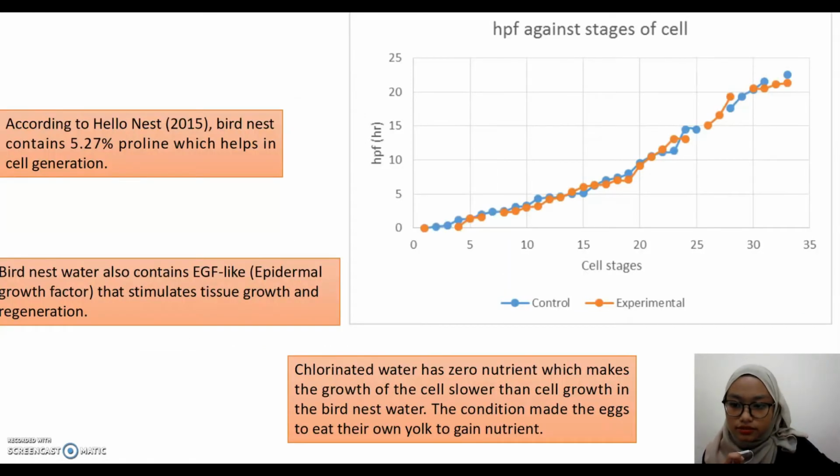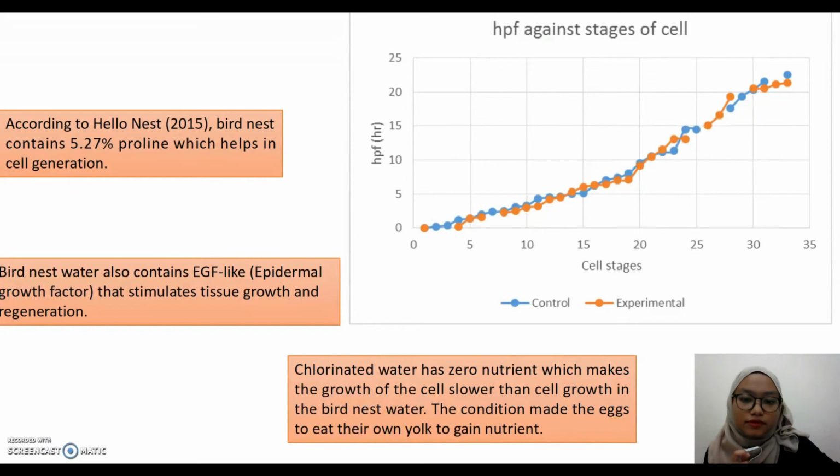The cell division for fish eggs in the bird nest water was faster than fish eggs in the chlorinated water in this experiment because bird nest water contains nutrients which speed up the cell growth. According to HaloNest 2015, bird nest contains 5.27% of proline, which helps in cell generation. Furthermore, it also contains EGF-like that stimulates tissue growth and generation.